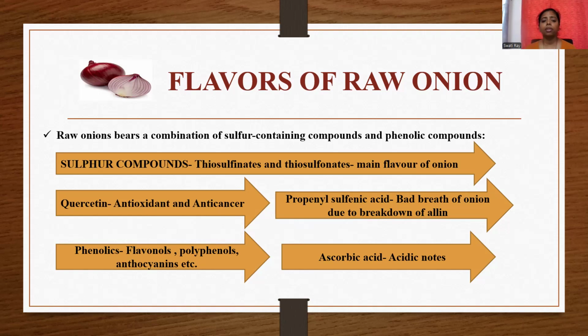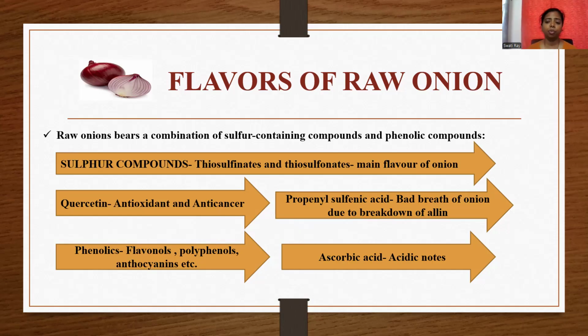Now let us discuss the flavors of the raw onion. When we talk about the raw onion, we have two different categories of flavor compounds present. The first category is the sulfur-containing compounds, and the second category is the phenolic compounds. The major sulfur compounds present in the onion are the thiosulfinates and thiosulfonates, which constitute the main flavor of the onion.